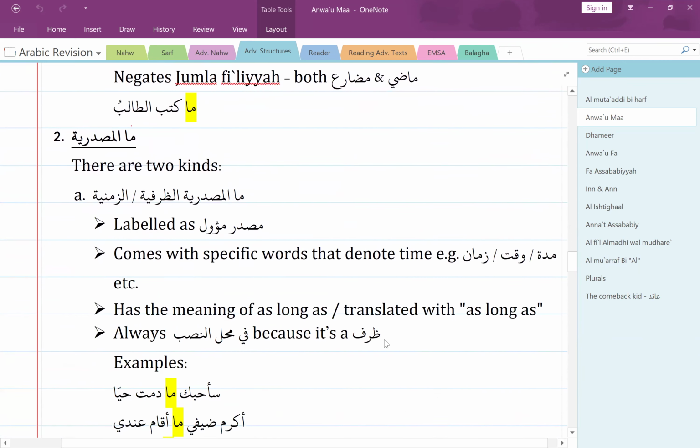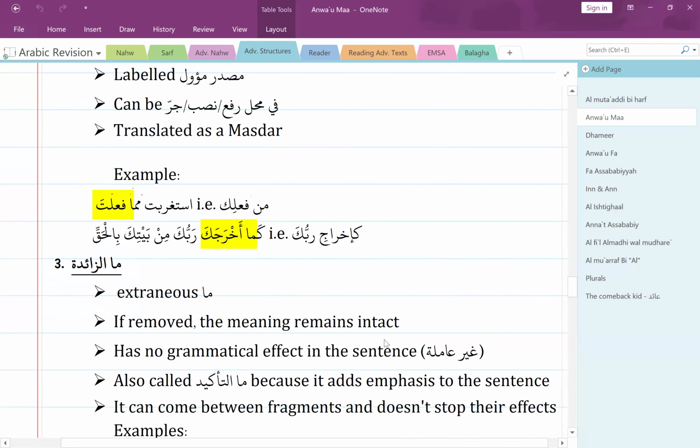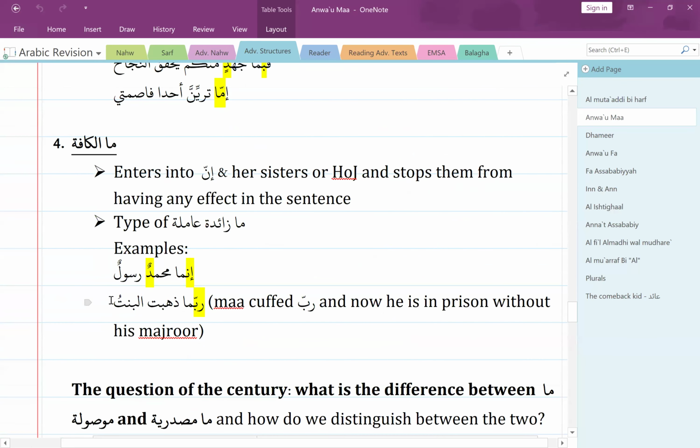If you want more information on the different kinds of ma, I've done an episode on this on YouTube. You can go check out the full episode on different kinds of ma. But I'm just going to go through ma al-kafa. Ma al-kafa is the kind of ma that is a harf and enters into inna and her sisters, or basically harf of nasab and harf of jar, some harf of jar. So it enters into these two categories of hurufs, and it stops them from having any effect.